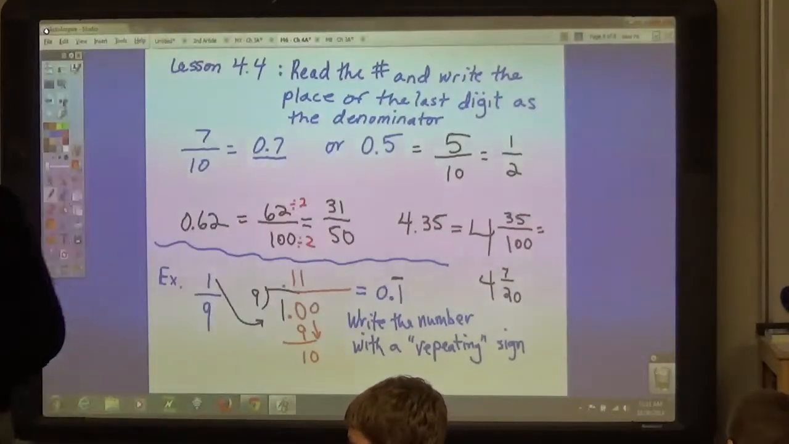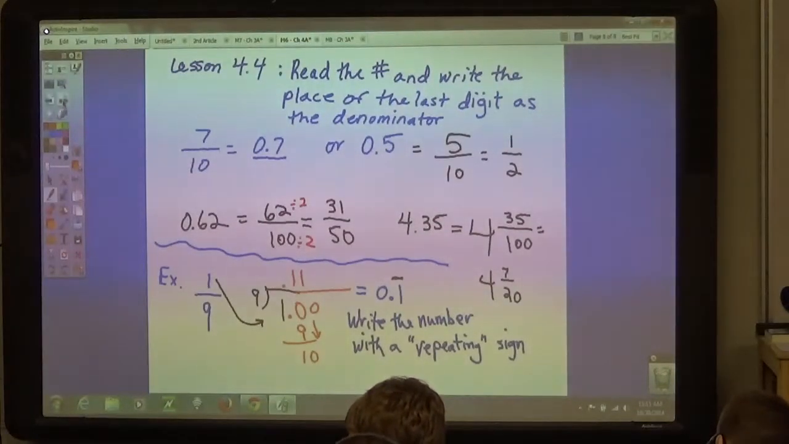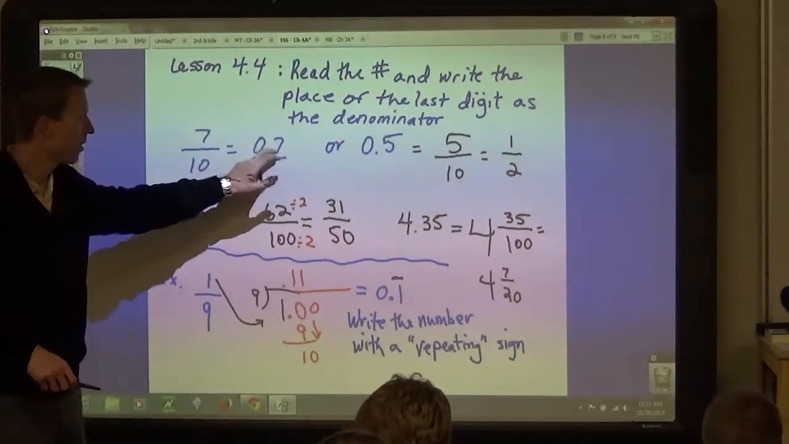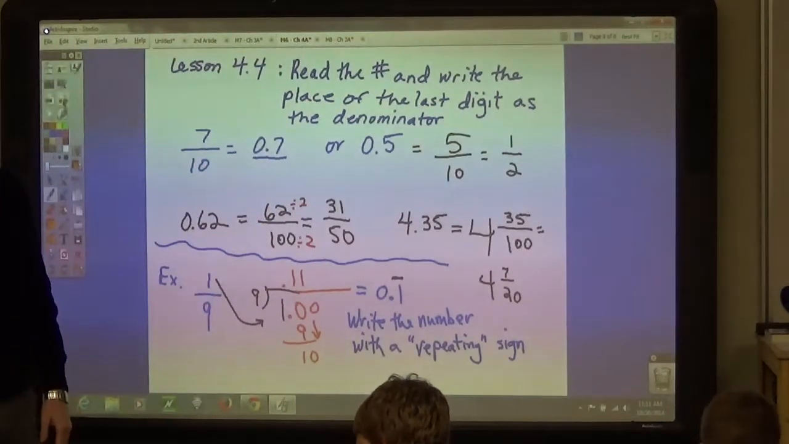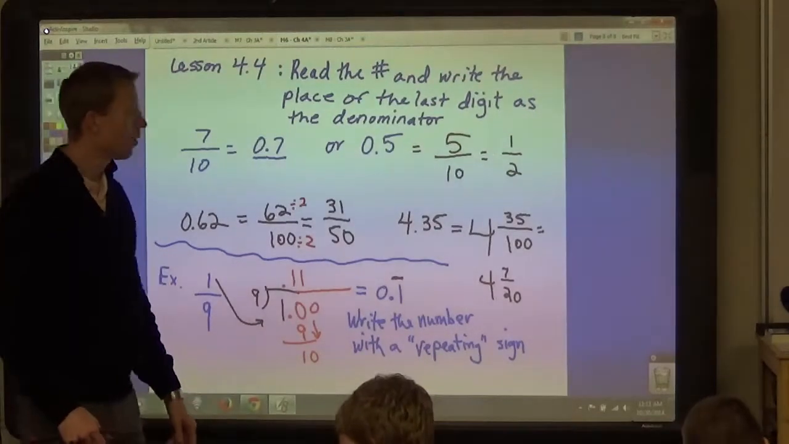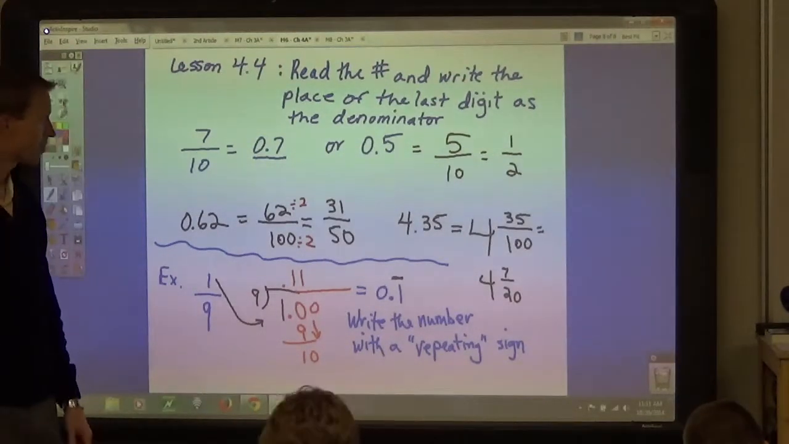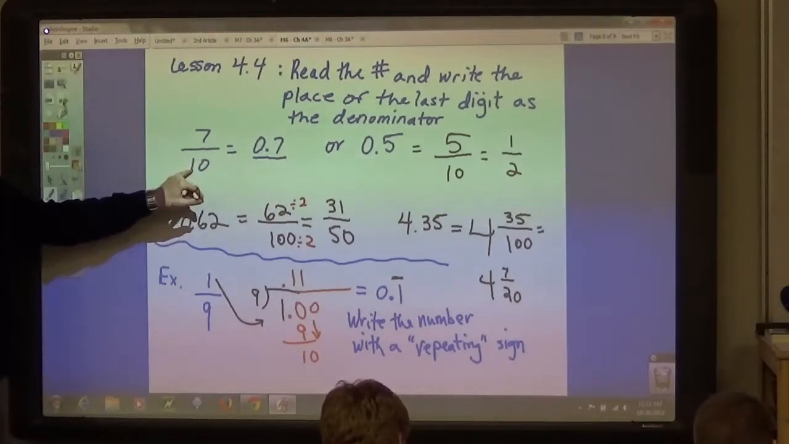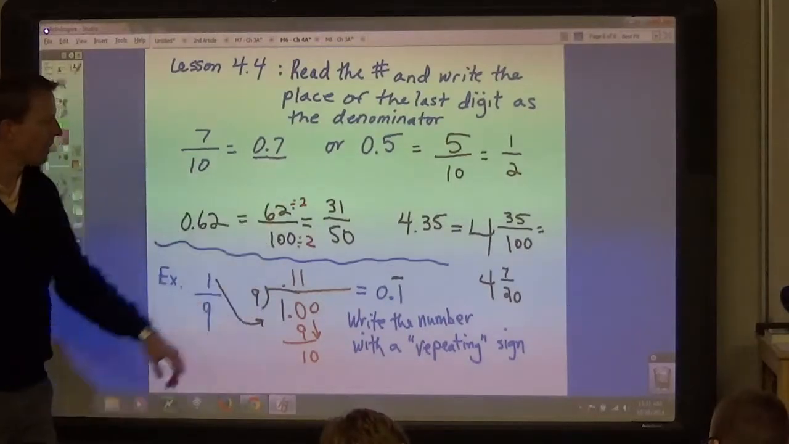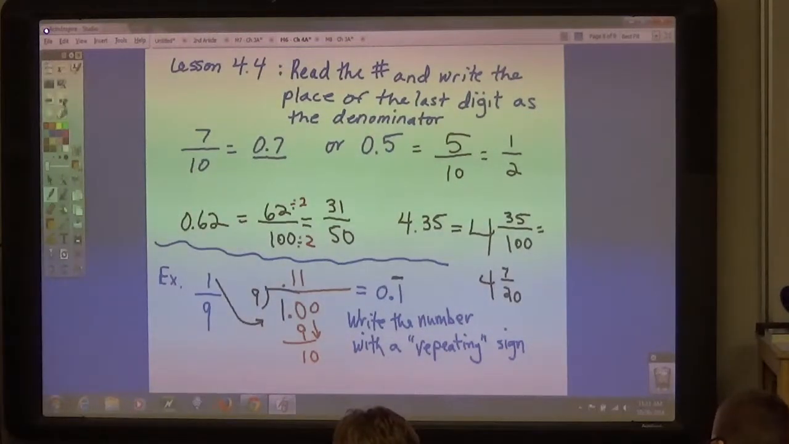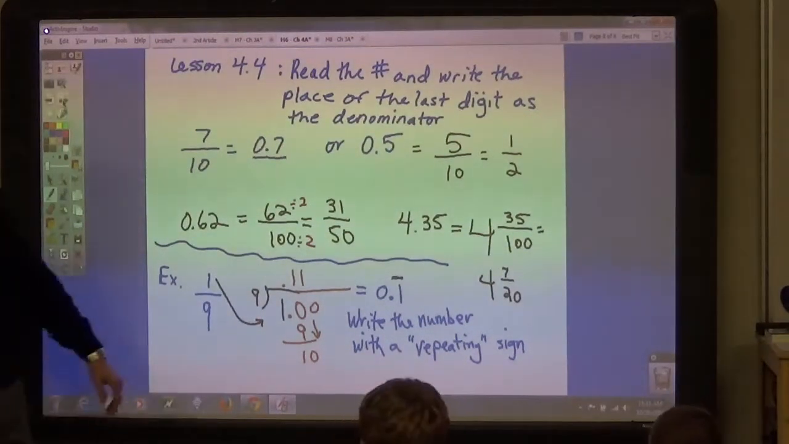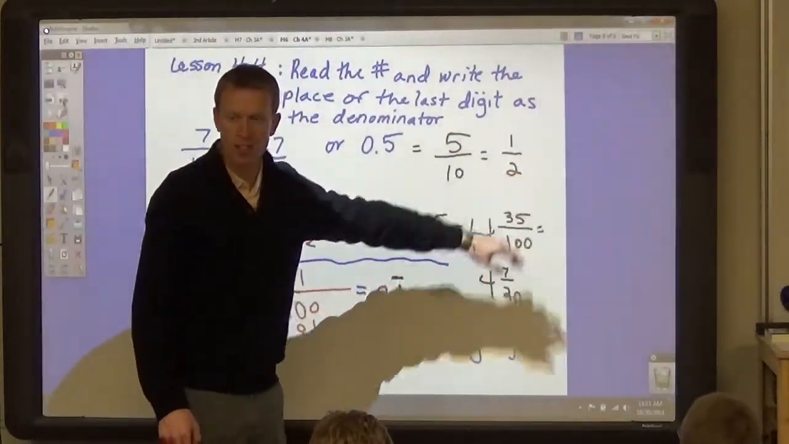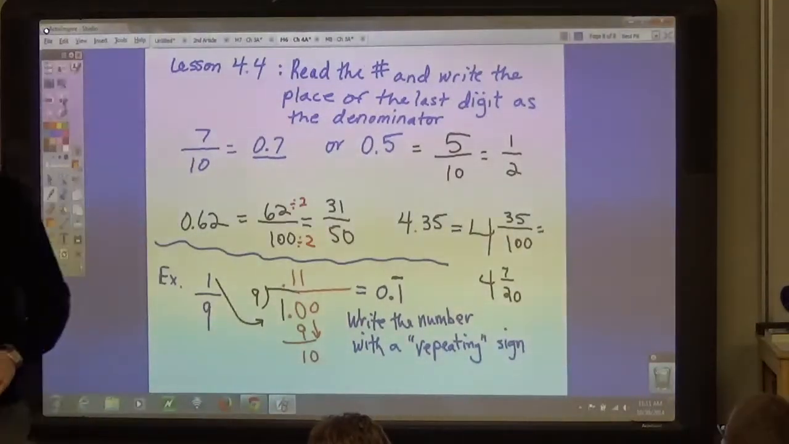Fractions and decimals. We're going to talk about how to convert a fraction to a decimal, and then how to convert a decimal to a fraction. Okay? Like 1/2 to 0.5, or 7/10 to 0.7, or 0.5 to 5/10, which is 1/2. Do you see how fractions and decimals are related?